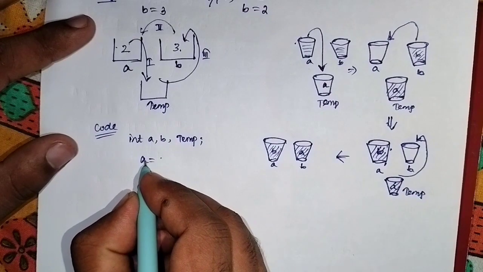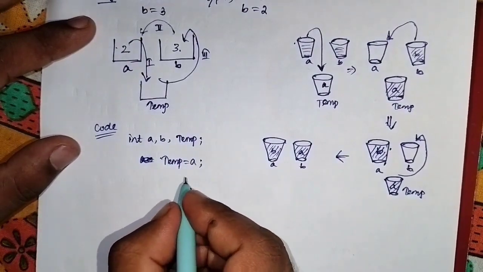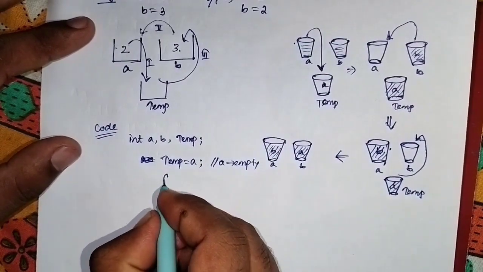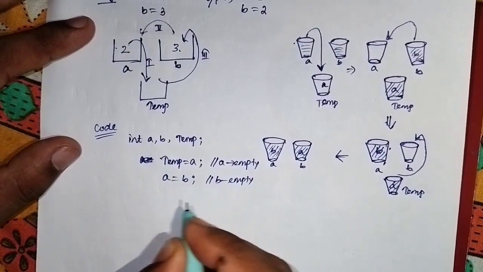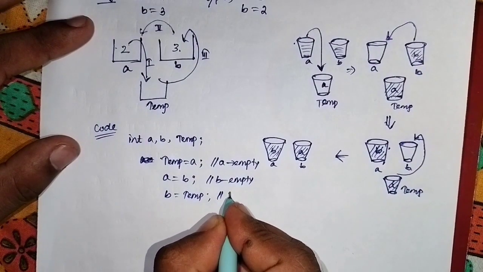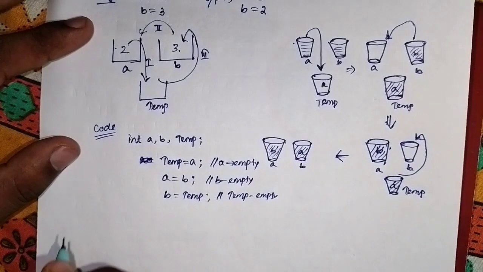After the execution of this code, the bucket A is empty, or the variable A is empty. So after this write A equal to B. In this you will get bucket B empty and A has the value of B. Now put the value of temp in bucket B. So write B equal to temp.